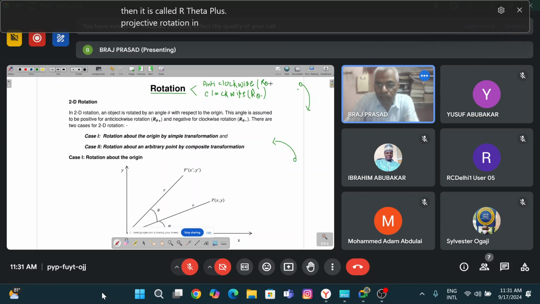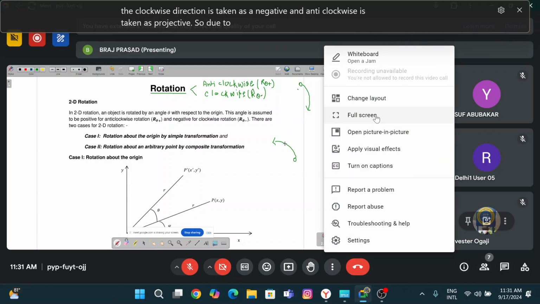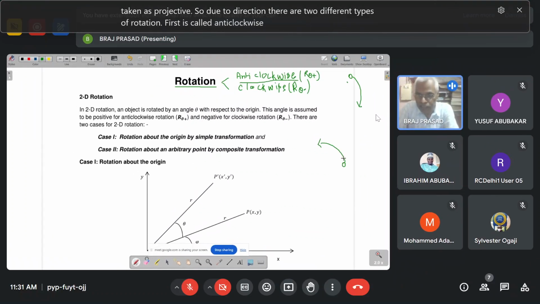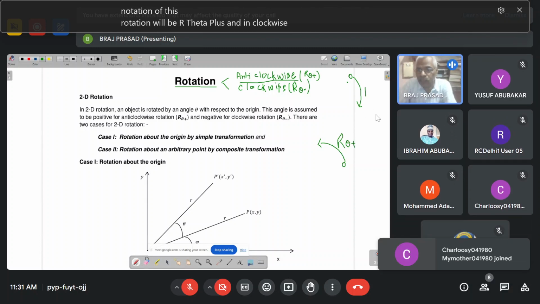In image processing or in computer graphics, the clockwise direction is taken as negative, and anti-clockwise is taken as positive. So due to direction, there are two different types of rotation. First is called anti-clockwise, that is in this direction. The notation of this rotation will be R theta plus, and in clockwise it is known as R theta minus.